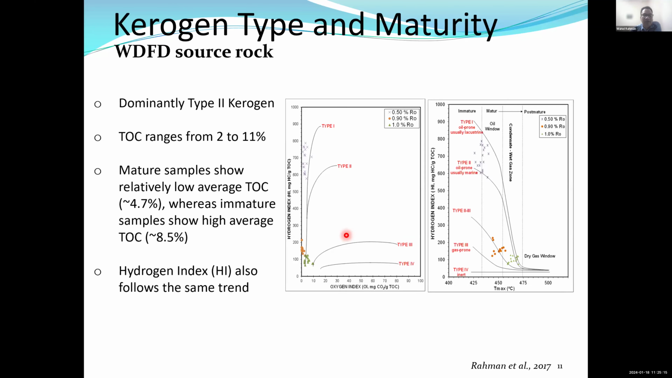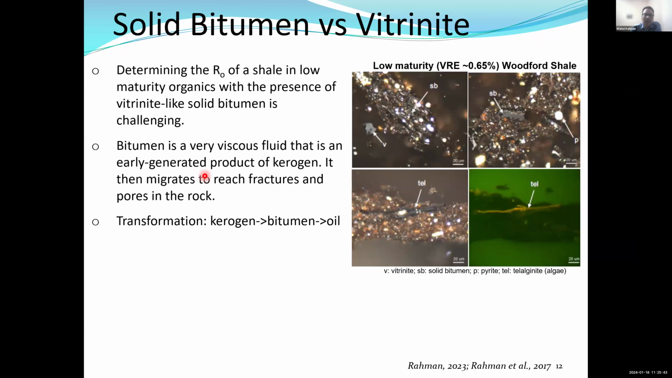This is one of the emphases I always give in my talks, and I'm going to have a graph in the next slide, sorry, the pictures here in the next slide. So the maturity effect brings this into a type 3 or 4 domain, but type 3 and 4 kerogen does not produce hydrocarbon. Just remember that. Not too much. It does, but it's very, very low.